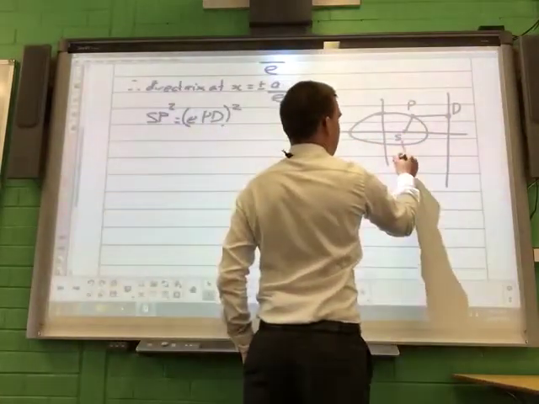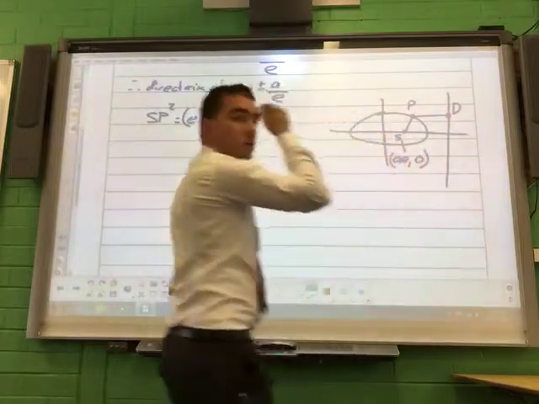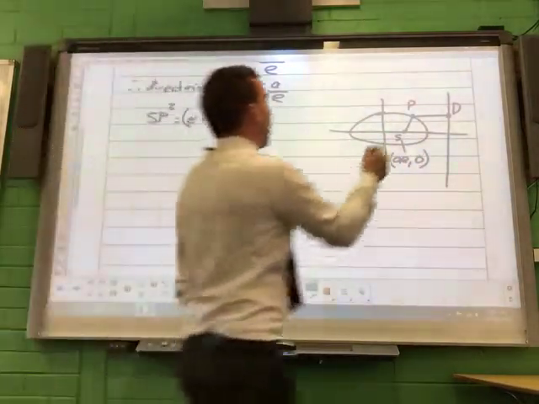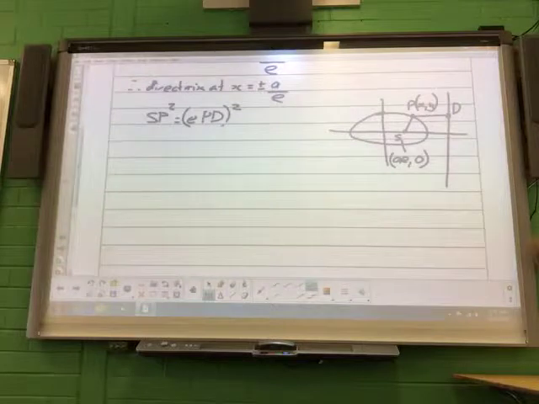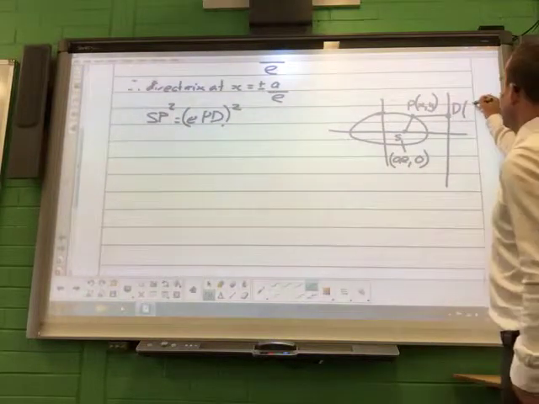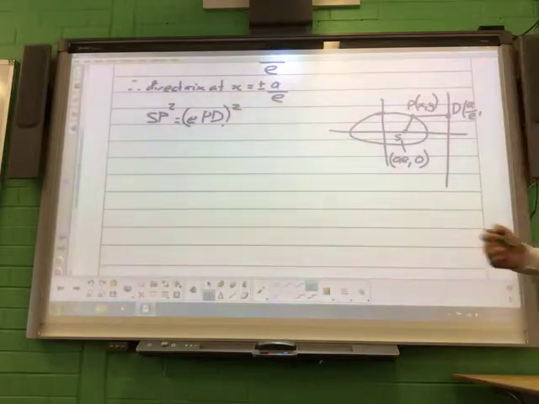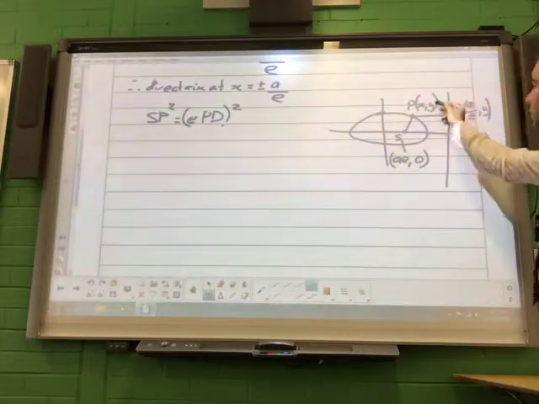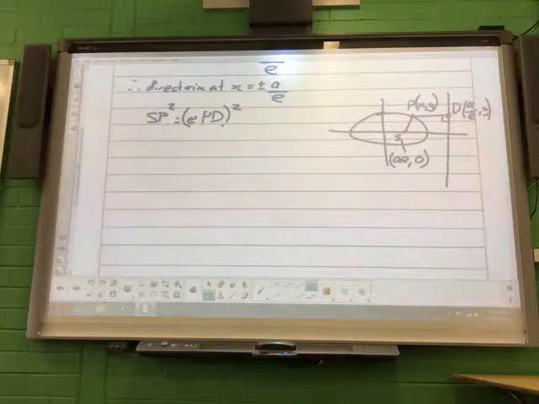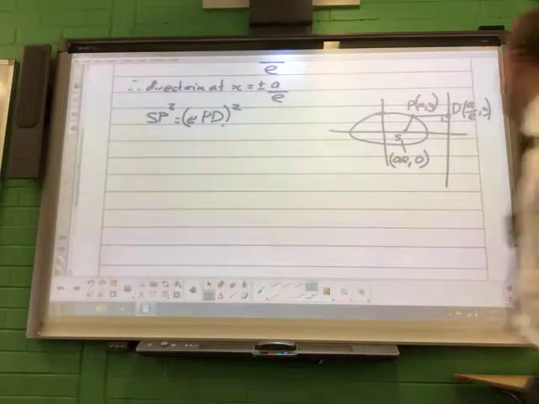So S has the coordinates AE, 0 for the focus on that side. We're looking for the locus of the point P. We're going to call it XY. What's the coordinate of D in relation to what I've proved and what's in the diagram? A over E for the x value, because that's where it intersects the x-axis. And what's the y value? Just y, because it's perpendicular here. So it's in relation to what I've got for the y value over there.